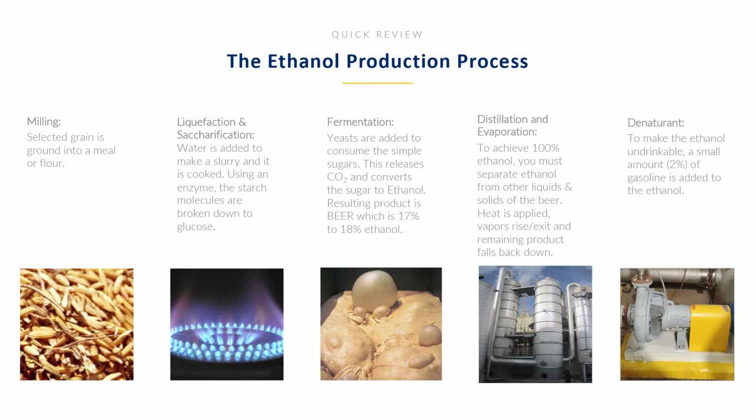It will go from there through a molecular sieve, which will remove the remaining 5% of the water, which now gets us to 100% ethanol, or 200 proof. From there, it goes to the denaturant process, which adds about 2% gasoline to the ethanol to make it undrinkable. It is an alcohol that could be consumed at that point, but they add a little bit of gasoline to make it undrinkable. Then it goes to storage tanks, where it'll be loaded onto rail cars, barges, or trucks to go out to market.